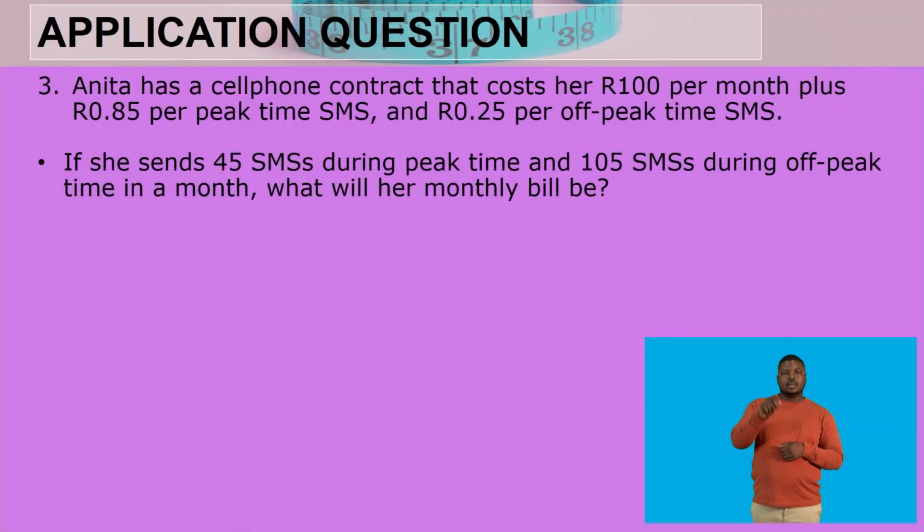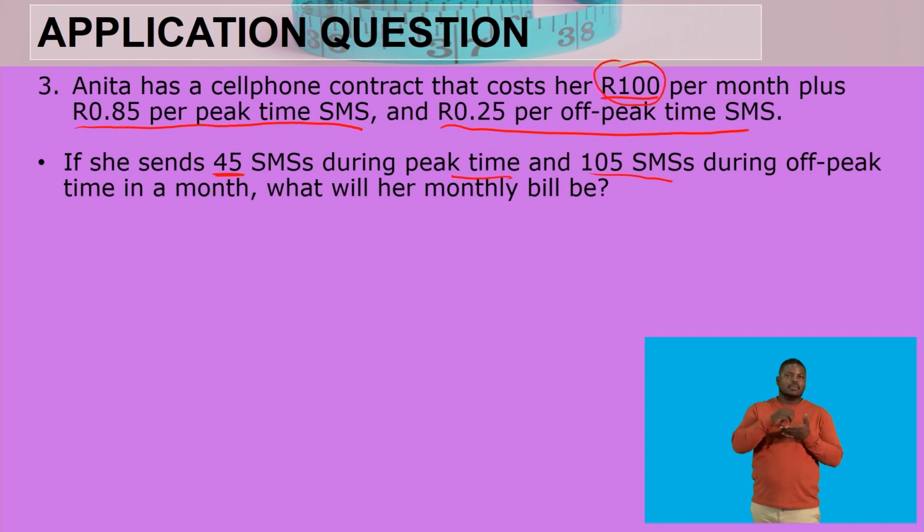The next question: Anita has a cell phone contract that costs her 100 Rand per month plus 85 cents per peak time SMS and 25 cents per off-peak time SMS. If she sends 45 SMSs during the peak time and 105 SMSs during the off-peak time in a month, what will her bill be?